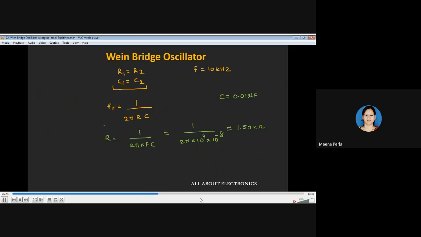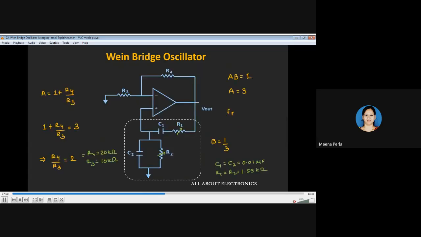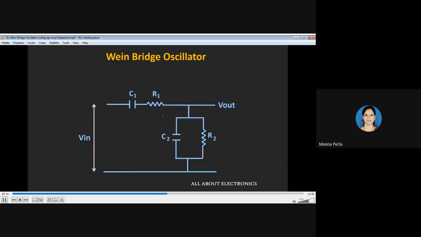So in this way, by using this expression, we can select the values of R1, R2, C1, C2 and design a Wien bridge oscillator of a desired frequency. So we have used this expression directly for the Wien bridge oscillator, right? Let us derive this expression and also see that at this resonant frequency Fr, the feedback fraction is equal to 1 by 3.